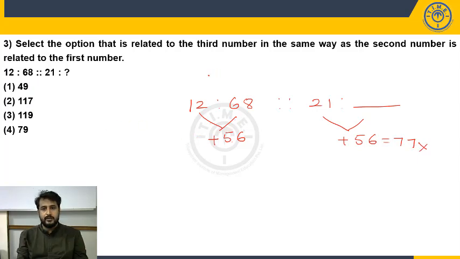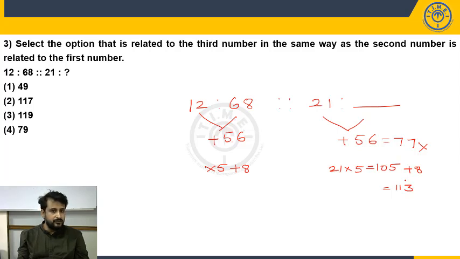Now think in the product way. 12 5s are 60 plus 8. 21 5s are 105. If I do the plus 8, I am going to get 113. Is it available in the choices? No, it is not available in the choices.